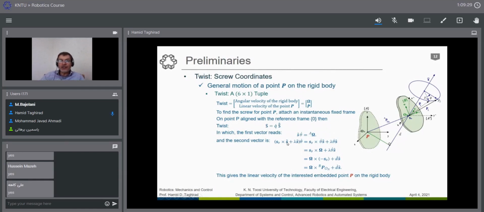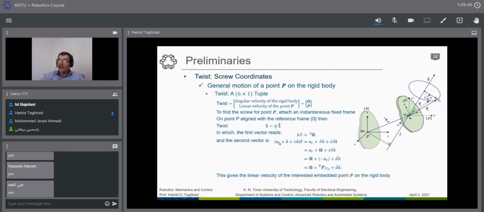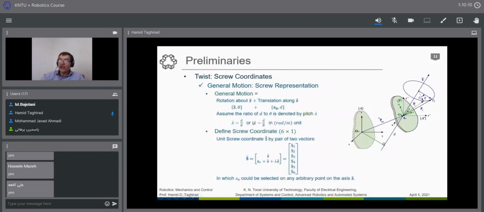But the second part is different and a bit more difficult. Let's see what S0 cross S hat plus lambda S hat is. Why do we use it? Why does it come so difficultly in the picture? What does it mean really? Let's divide that term by term. So we have S0 cross S hat plus lambda S hat times theta dot. So we multiply by theta dot here. You see that this is omega cross S0, and this one is lambda theta dot S hat. And lambda theta dot, as you see, is d dot.